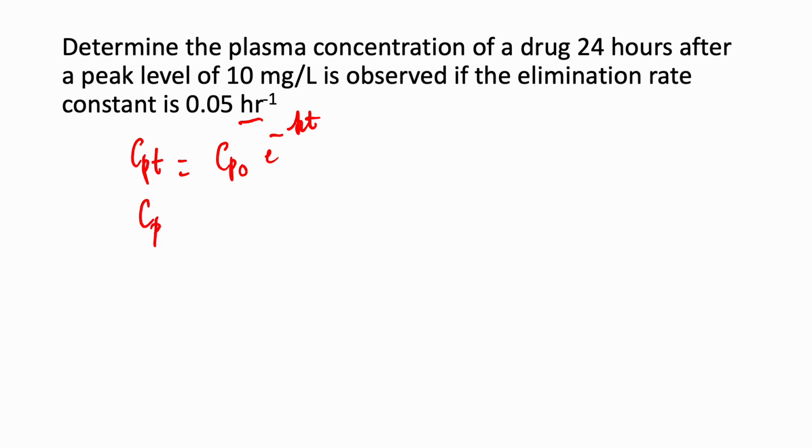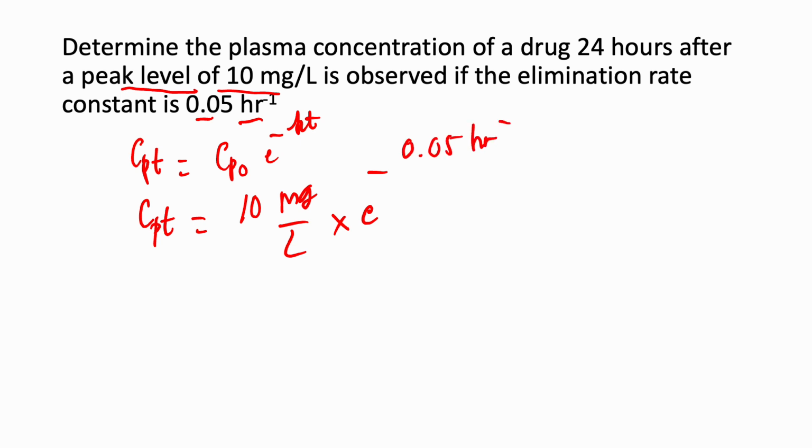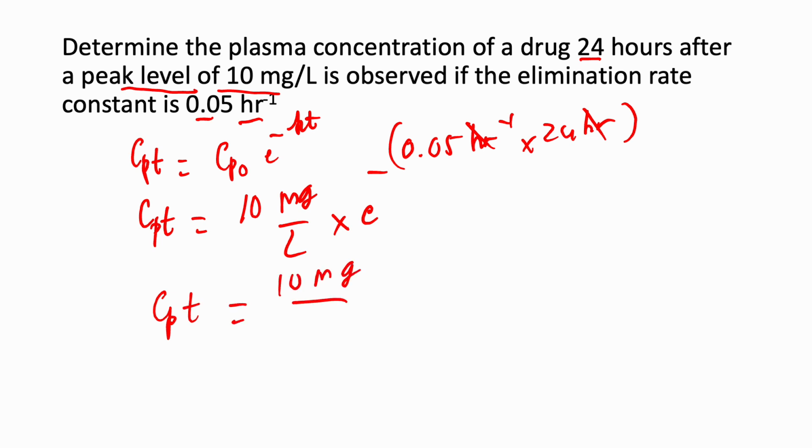So CPT at 24 hours, which you need to look for, equals CP0. This means the initial concentration or the peak level. Here you have the peak level, which is also the initial concentration, of 10 milligram per liter times exponential minus K. You have the value K here, 0.05 per hour. And the T, because it is 24 hours after, is 24 hours. And these units can be crossed out. So from the equation, you have CPT is equal to 10 milligram per liter.